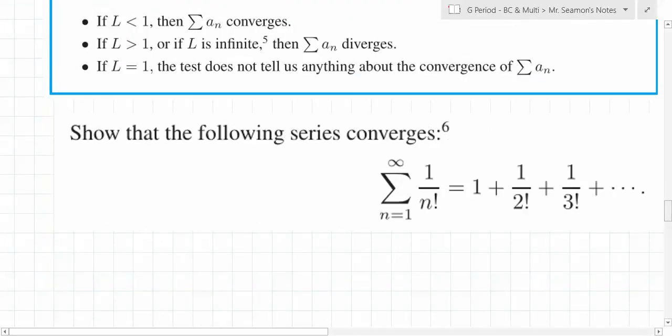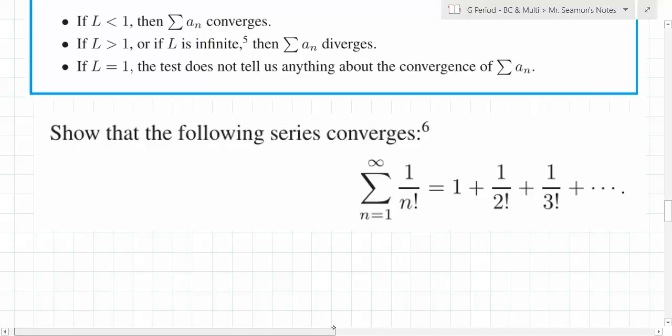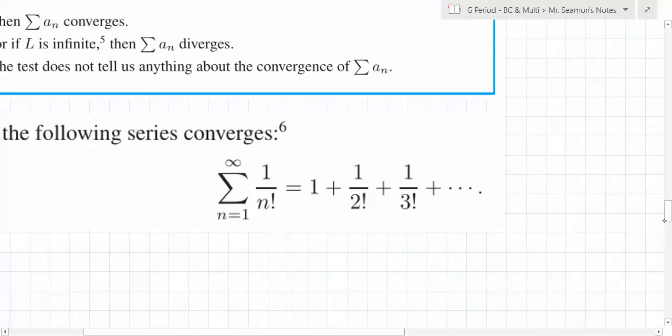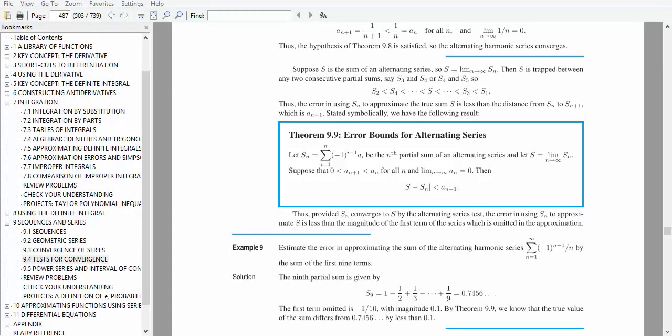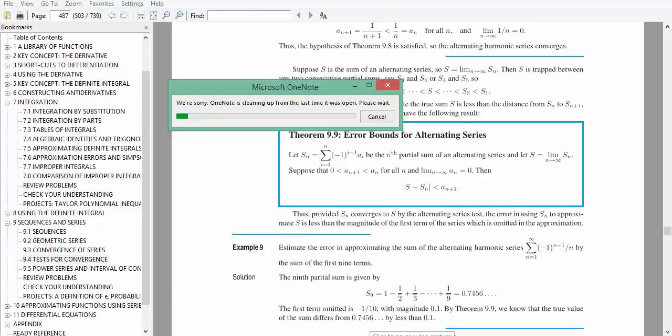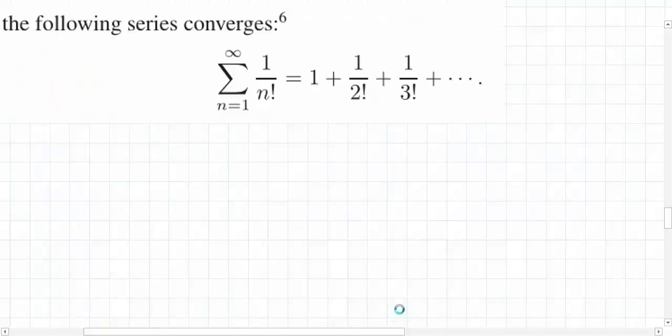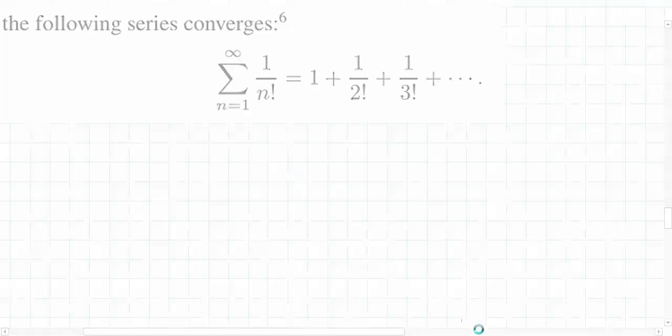So for this one right here, you have to be real careful. What is, in this case, an? Let me just shut this and open this again and see if it comes back. You know what an is. What is an? Oh, that's nice. It's not responding.